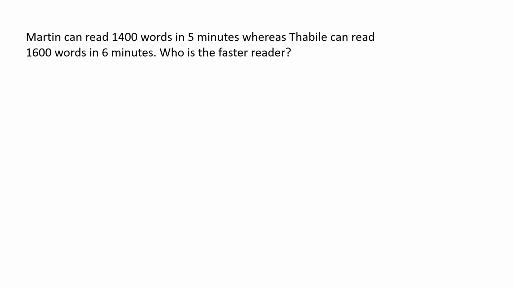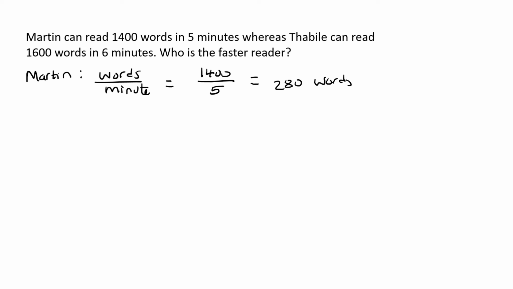Martin can read 1,400 words in 5 minutes, whereas Tabile can read 1,600 words in 6 minutes. Who is faster? Okay, so all that you do here is you want to know who can read the most words in 1 minute. Okay, so for Martin, we want to know how many words can he read per 1 minute. So we want to work out his words per minute. So all we do is we say 1,400 divided by 5. And so that'll be 280 words per minute.